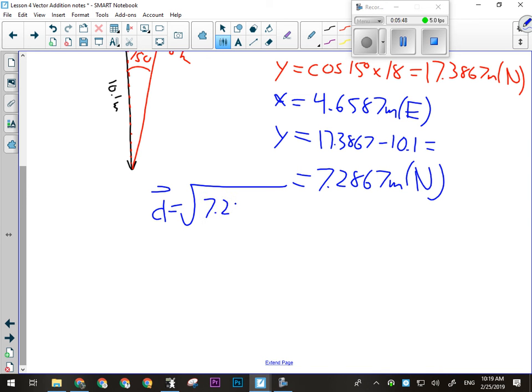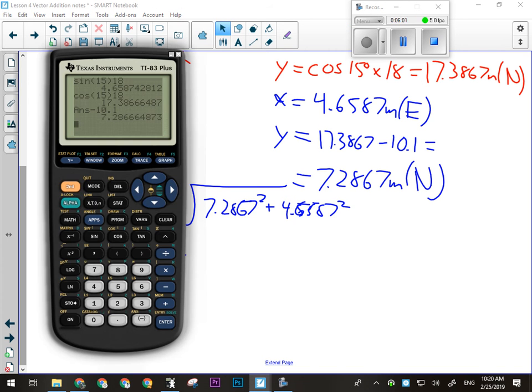So that'll be our 7.2867 squared plus our 4.6587 squared. And if we take those numbers, we'll get our resultant magnitude. I'm keeping all my decimals here, especially when squaring, because that can really mess with them. Plus my answer squared. All right, gives me my resultant displacement is 8.6487.